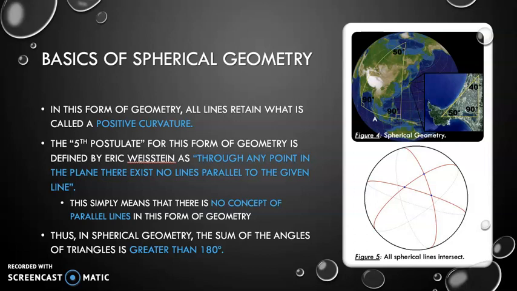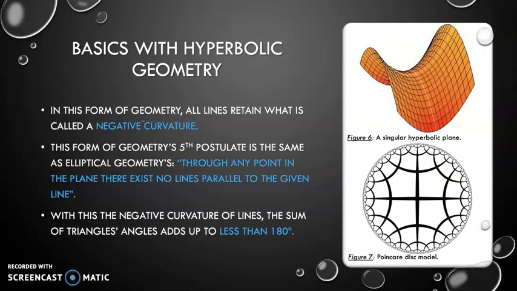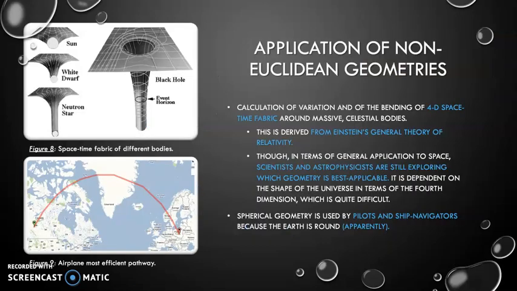Figure 5 just further cements the fifth postulate and how all lines intersect. You can sort of imagine figure 5 on figure 4 using latitude and longitude to construct the triangle of figure 4. Hyperbolic geometry shares the same fifth postulate as stated earlier, although this is almost the opposite of spherical geometry because it exhibits a negative curvature as shown in figure 6. Additionally, the triangles of hyperbolic geometry have angles that add up to less than 180 degrees, which again is contrary to spherical geometry. But what is the application of non-Euclidean geometry?